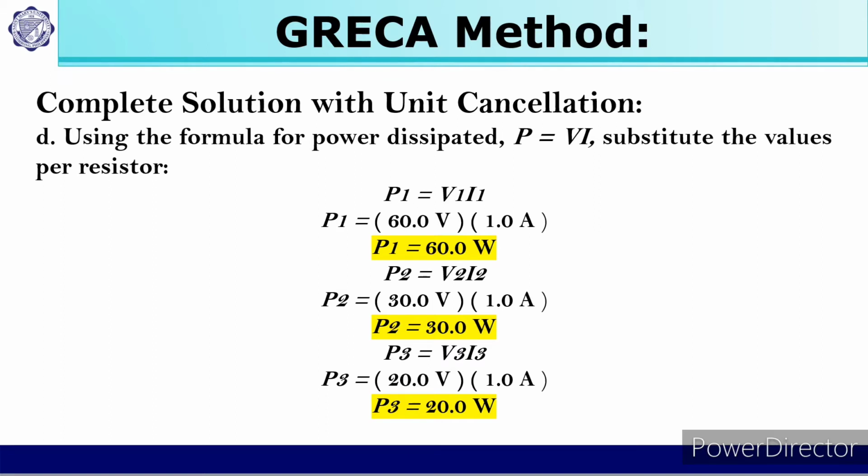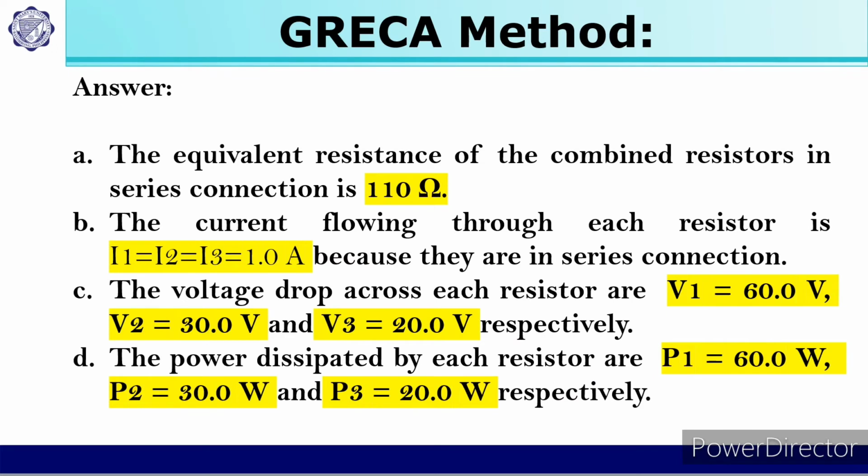Did you get the same answers with our computation? If yes, congratulations. For our final answers, we have the following. Equivalent resistance for the combined resistors in series connection is 110 ohms. Current flowing through each resistor is equal, which is 1 ampere, because they are in series connection. For letter C, the voltage drop across each resistor are, for resistor 1, the voltage 1 is 60 volts. For resistor 2, voltage 2 is 30 volts. And for resistor 3, the voltage 3 is 20 volts respectively.